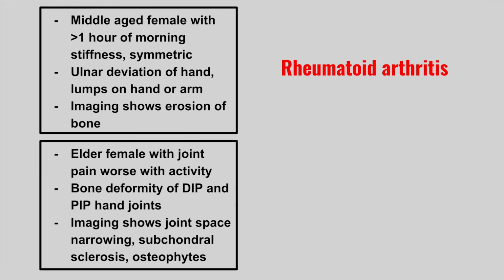Next, we have an elder female with joint pain worse with activity, bone deformity of the DIP and PIP hand joints, and imaging is going to show joint space narrowing, subchondral sclerosis, and osteophytes. So this is osteoarthritis, and the bone deformities of the DIP and PIP, we call those Bouchard and Heberden's nodes. Okay, and this is due to overuse, so we often see it in elder patients, and it gets worse with more activity.